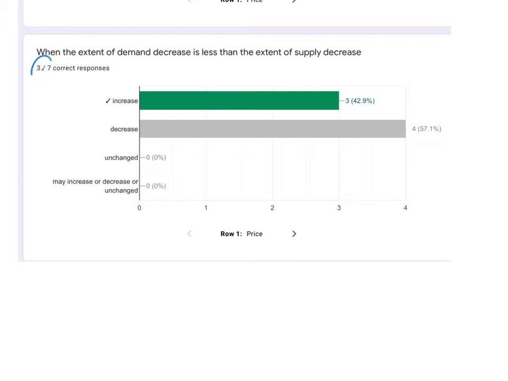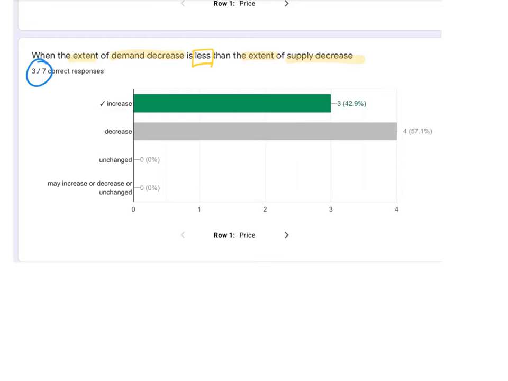Also, for this question we have a very good result, and we found that. Okay, so try to read the question first. This time it gives you the extent. It said that the demand decrease is less than the extent of the supply decrease. Okay, so I try to translate it into symbols. Demand decrease, supply decrease, but demand decrease is less, right? So smaller. Okay, this is the information we need here. So we try to draw a diagram of these.